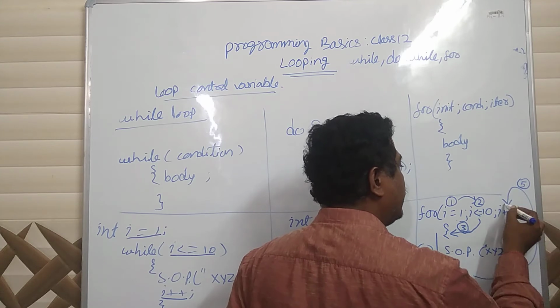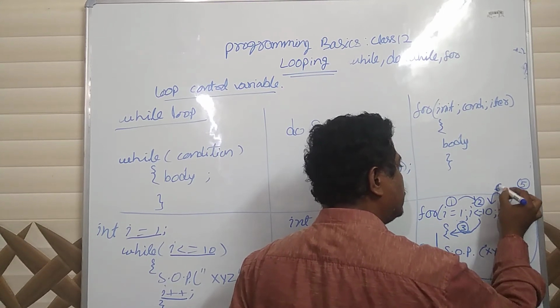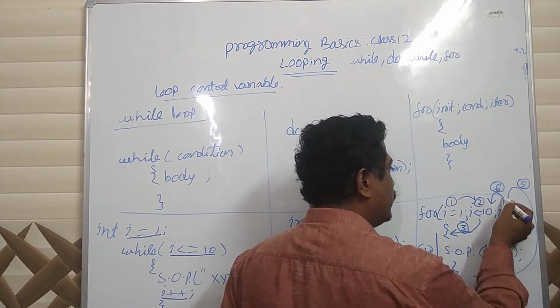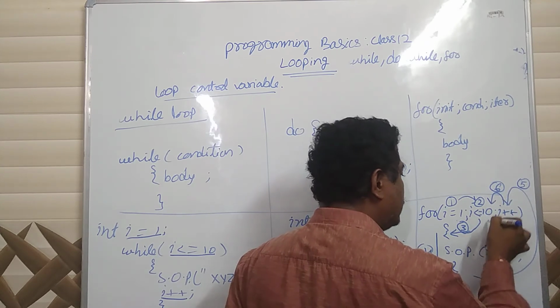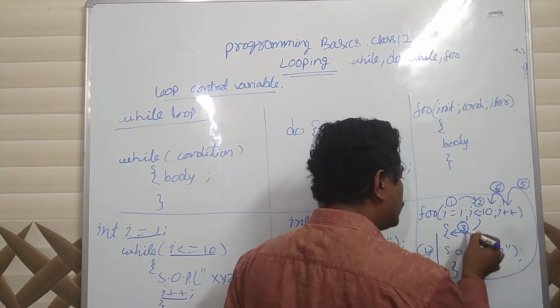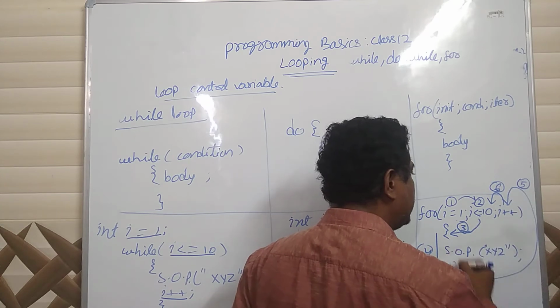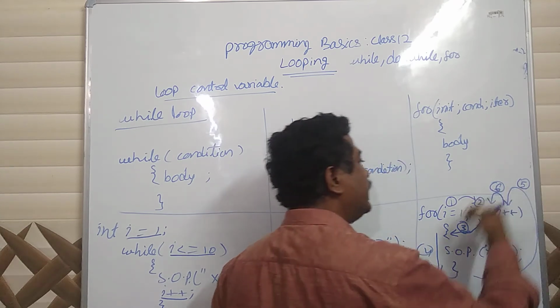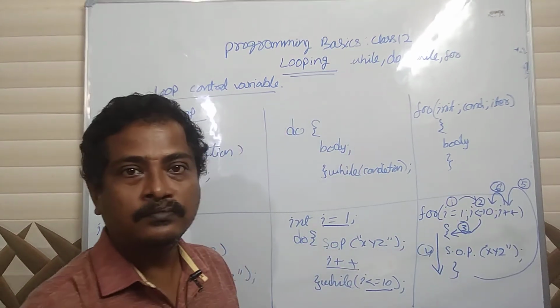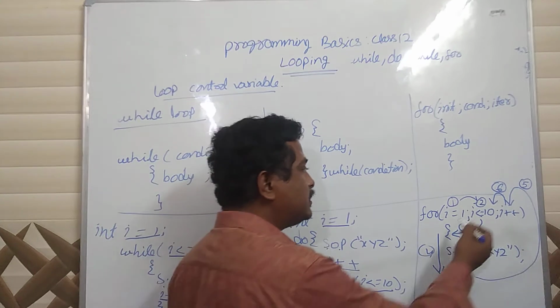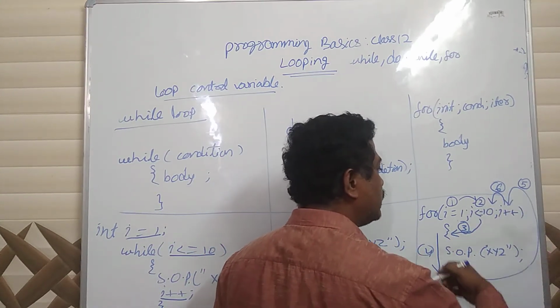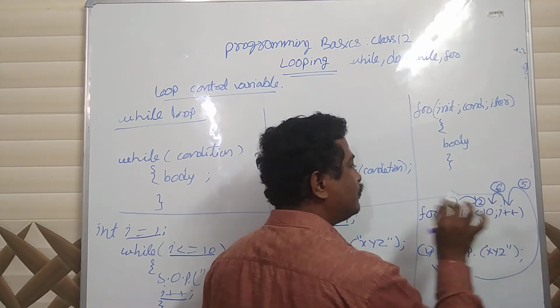After iteration, again the condition will be checked. It is the sixth step. After checking the condition, if it is true, it will come. So 3 4 5 6, 3 4 5 6, it will continue. How many times will 3 4 5 6 continue? Till the condition is false.